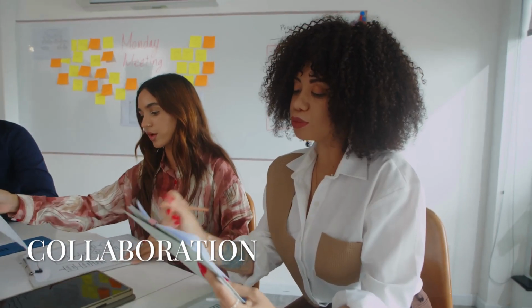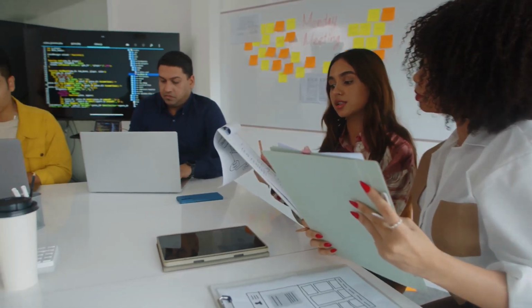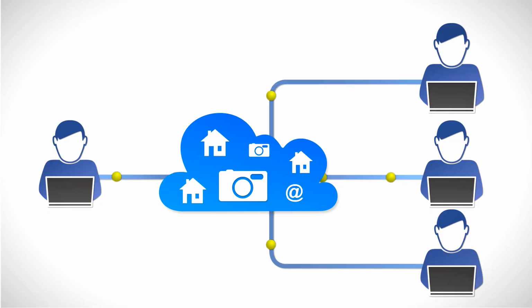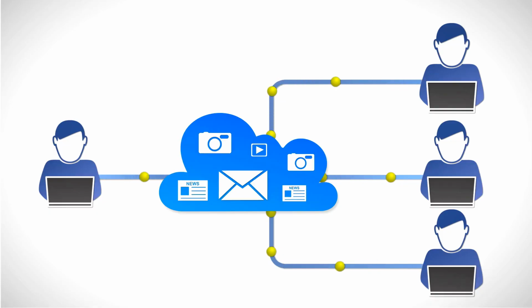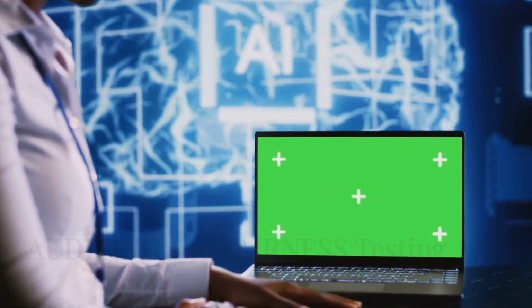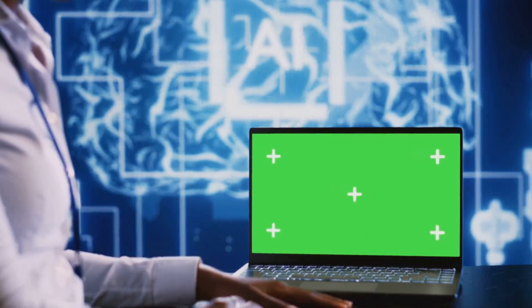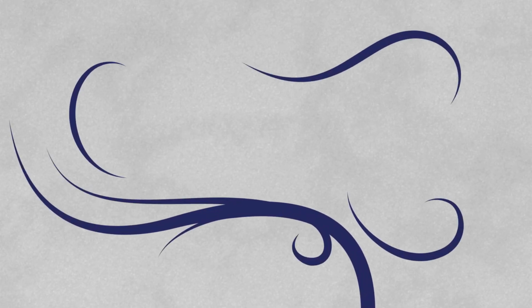Third, Jupyter Notebooks are perfect for collaboration. You can share your notebook with a teammate, a reviewer, or even the public. They can see exactly what you did, suggest changes, or try out their own ideas. And finally, it's ideal for auditing and fairness testing. If someone wants to check if your AI is fair, they can look at your notebook and see every step you took. Let's make this real with a hands-on example.